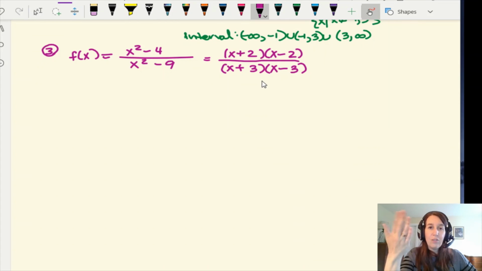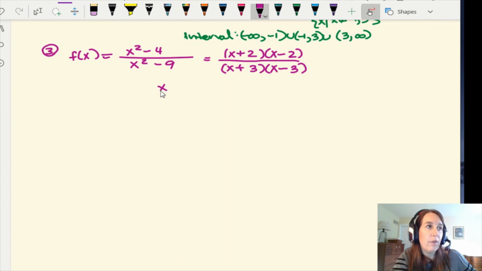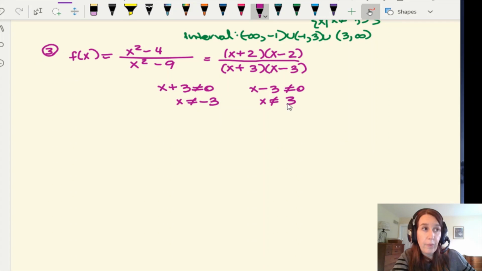We can't divide by 0. 0 in the numerator is actually okay. That's just the number 0. But 0 in the denominator is that no-no. So we have x plus 3 can't equal 0. So x cannot equal negative 3. And x minus 3 cannot equal 0. So x cannot equal 3.